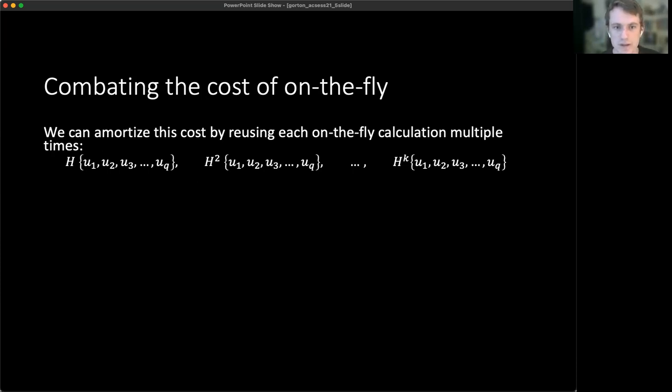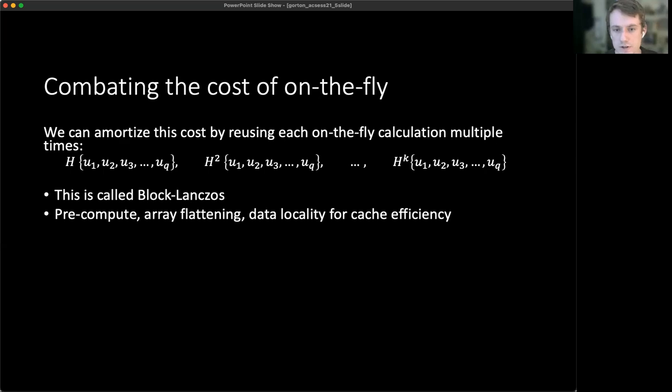And the idea here is that we can amortize the cost of recomputing H by reusing it as many times as possible. And the way we do this is that instead of using just one initial guess for the eigensolutions, we use Q initial guesses, and at each iteration, we apply H to each of these guesses. This does two things. It allows us to reuse H multiple times, which has implications for cache efficiency. And it also tends to decrease the number of iterations that we need to do overall. Like I said, this is called Bloch-Lanczos. So I implemented this into my program as well.